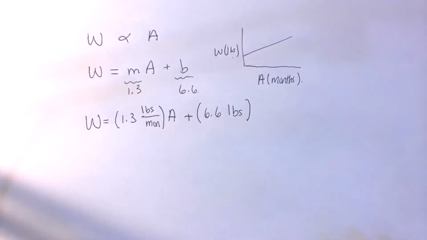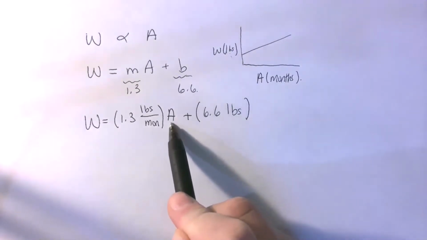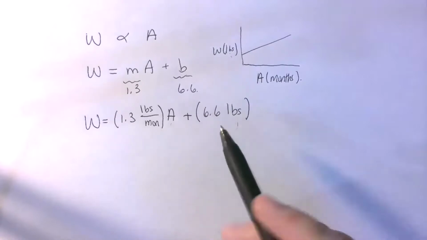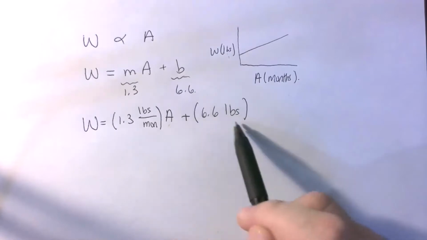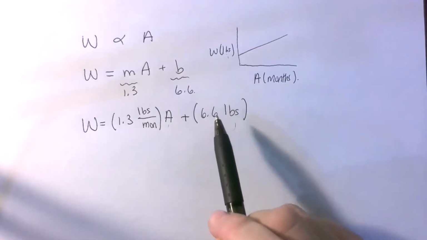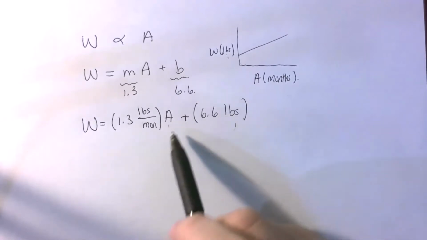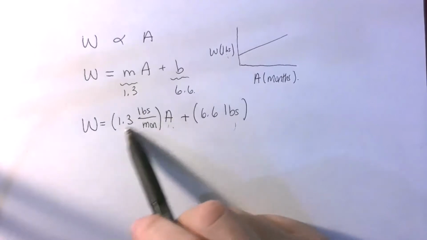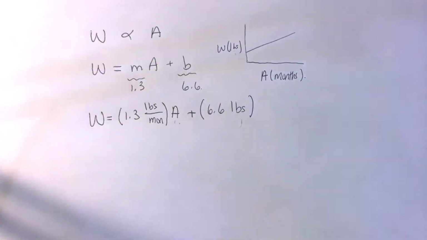So this would suggest that when A is 0, W is 6.6. So it could mean that if we're talking about a child, the child weighed 6.6 pounds at the time it was born, at 0 months, and that it's increasing its weight by 1.3 pounds every month in a linear fashion. So if that data set works for how the baby is growing, then that's an appropriate trend to use.